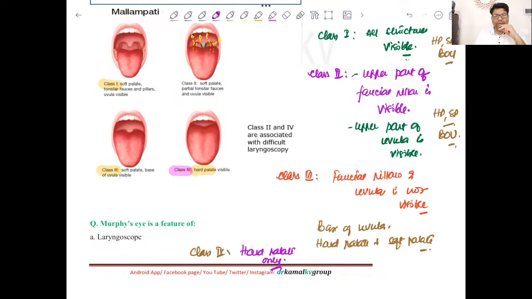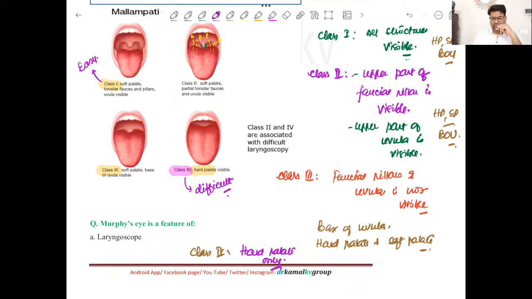So this is Mallampati grading, and it gives us an idea, if we are going for intubation, whether we will do it easily if the patient can fully open the mouth, or what difficulty we are going to face if the mouth opening is not adequate, depending on the degree of opening of the mouth, right? Out of all these, class 1 is easy intubation, and class 4 is difficult intubation because mouth opening is very less.